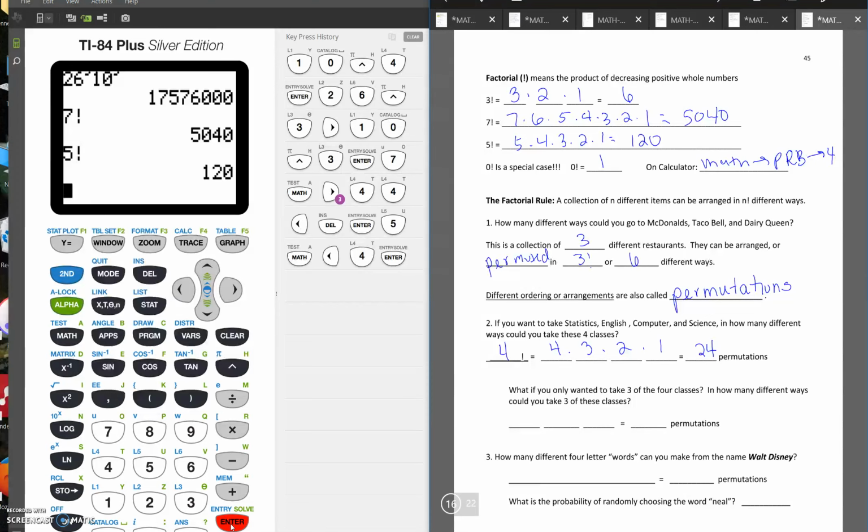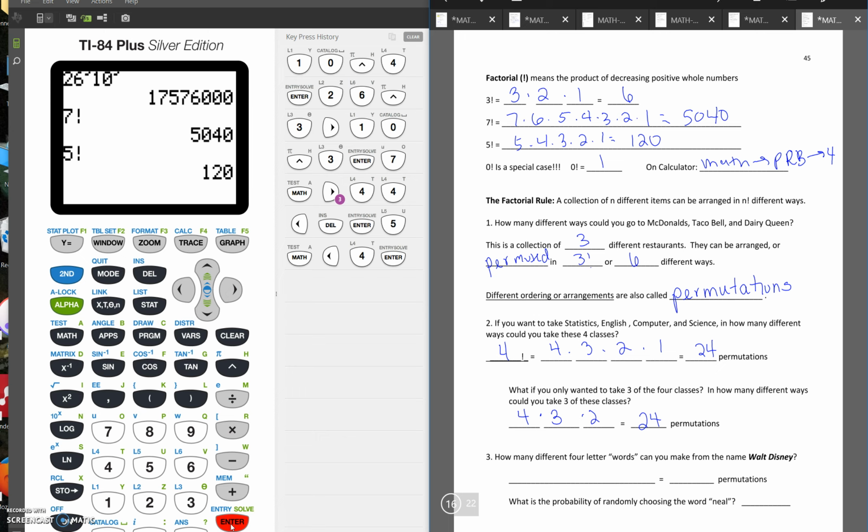Well, what if you only wanted to take 3 of these classes? Well, for the first class, you'd have 4 different classes to pick from. Then there'd only be 3 classes to pick from. And then 2, which actually ends up still being 24 permutations. That last class just kind of gets stuck at the end. So if you're picking 3 of them, it's going to be the same number of ways.